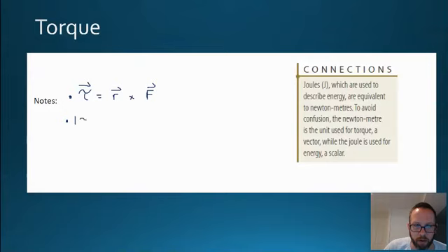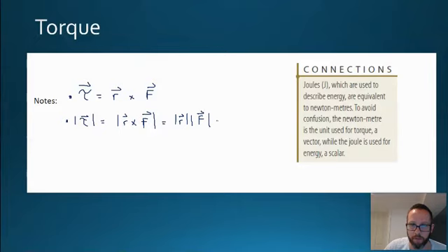The second note is that the magnitude of torque is equal to, and if you recall, we derived a way to find the magnitude of the cross product in our last lesson, the size of R times the size of F times the sine of the angle between them. So it's equal to size of R times size of F times the sine of the angle between them.